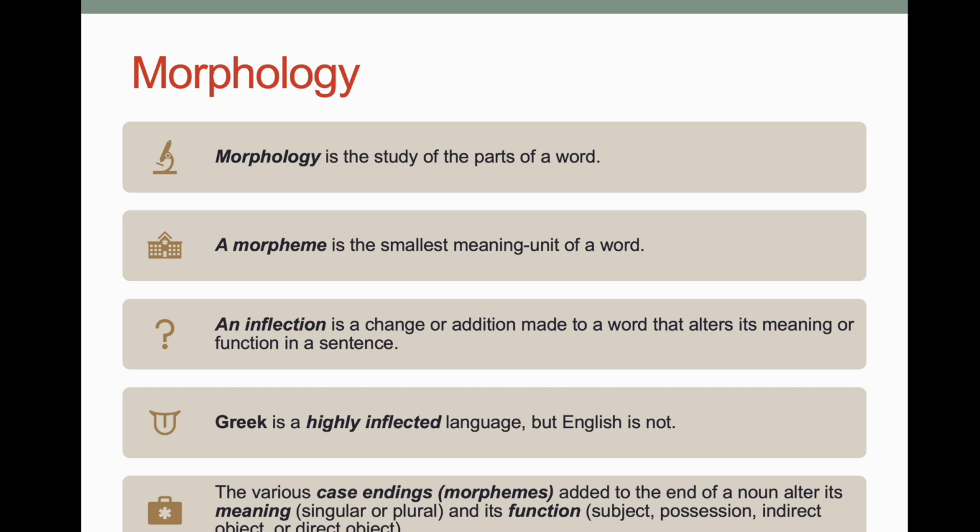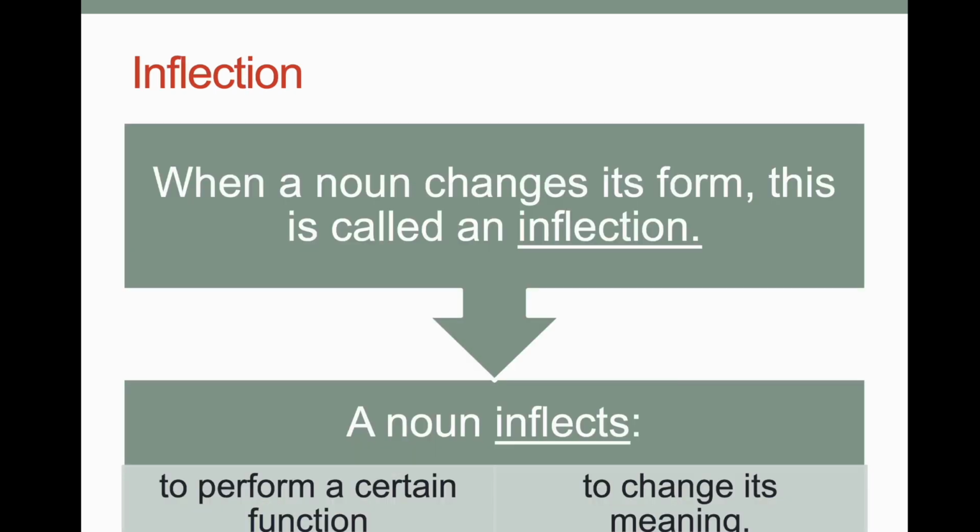English is not as inflected as Greek. So the various case endings, that is morphemes, are added to the end of a noun, and that alters its meaning, that is, you have singular and plural forms, and its function. It's either acting as a subject, a possessive case, an indirect object, or a direct object. So when a noun changes its form, this is called an inflection. And a noun inflects to perform a certain function within the sentence or to change its meaning. Okay?